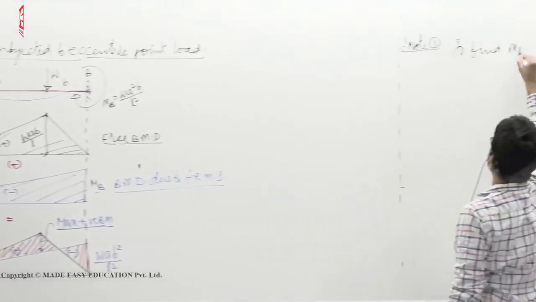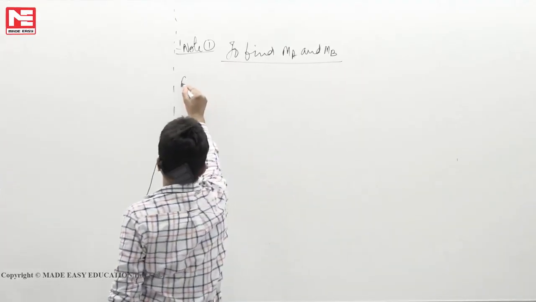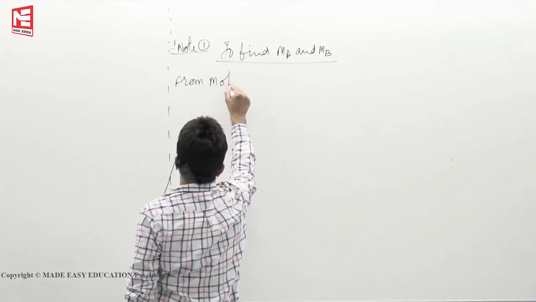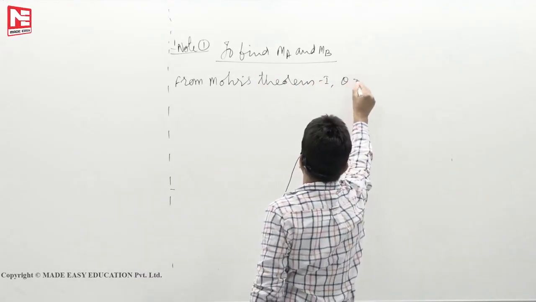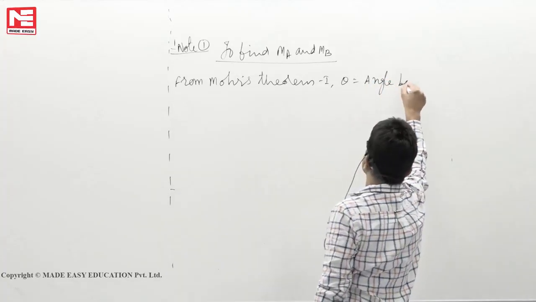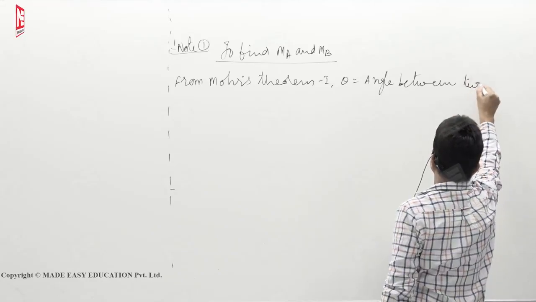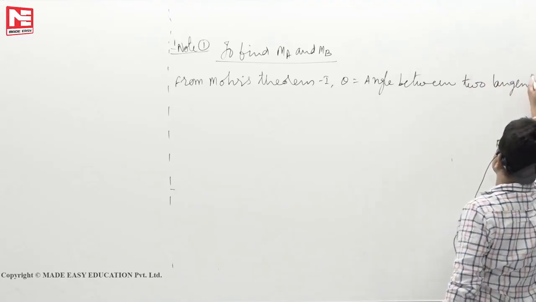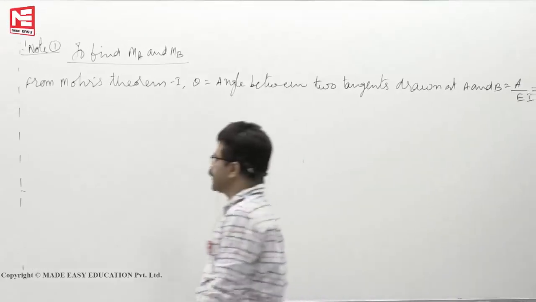To find MA and MB, first you have to use Mohr's theorem 1. Theta is equal to angle between two tangents drawn at A and B, is equal to A by EI, is equal to 0. So positive area is equal to negative area.